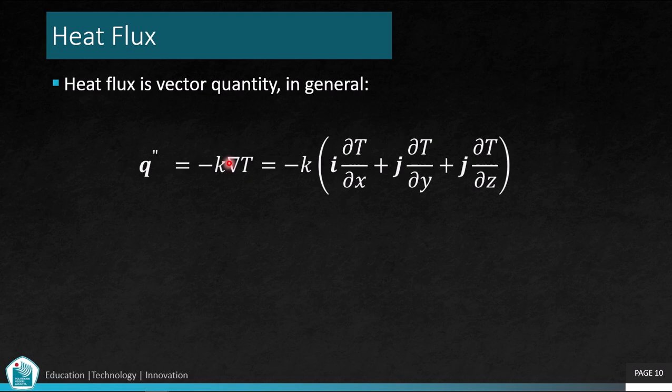Since we have the three-dimensional coordinates x, y, and z, or in unit vectors i, j, and k, the gradient means the partial derivative of the temperature in the x direction. Maybe you already learned this term in a mathematics class, I hope.